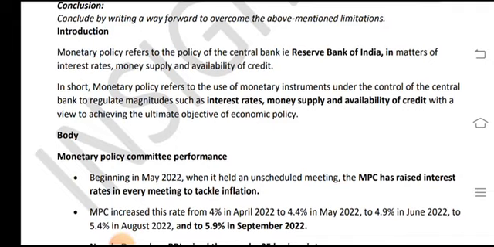Monetary policy refers to the policy of the central bank, i.e., the Reserve Bank of India, in matters of the interest rate, money supply and availability of credit.